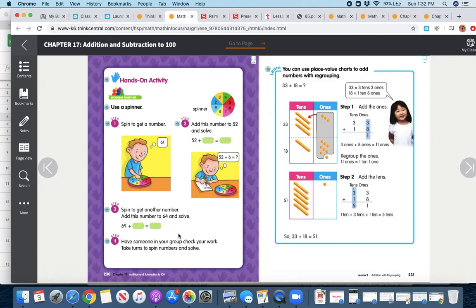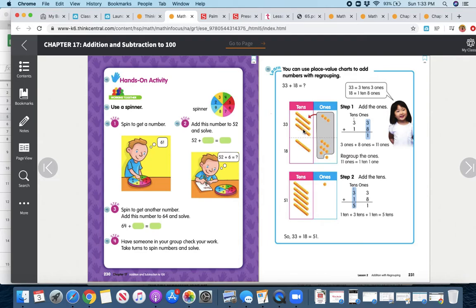Once you have gotten through all of that, we jump all the way already into adding 2-digit numbers with 2-digit numbers. If you need more practice with adding 1 digit, go ahead. You can make up as many problems as you want for that. Okay, so here we are going to add 33 and 18. So here's a nice place value chart to help us out.